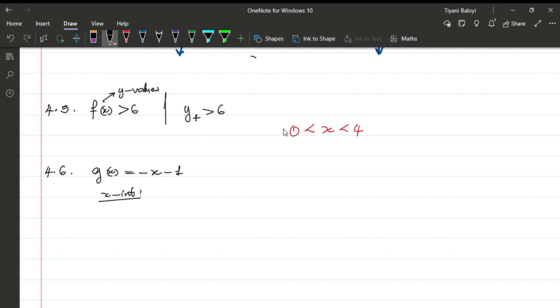We can just take that to the other side. So minus x minus 1 is equal to 0, minus x is equal to 1. So you have x is equal to minus 1, right? So your x-intercept is minus 1 and 0. Your y-intercept, you know that x is equal to 0, so you will have 0 and minus 1, right? So that's what you have.